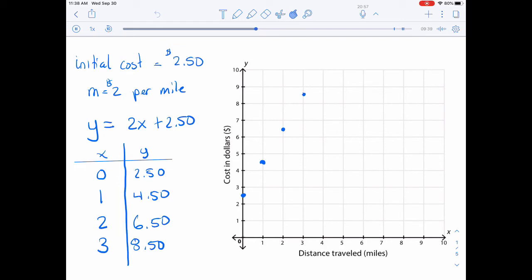Let's go ahead and connect these coordinates. And I am going to label my line as the equation y is equal to 2x plus 2.50. Taking a look at our graph, we can also confirm our slope was equal to 2. So in other words, I'm going to go up 2 vertically for every 1 over horizontally.